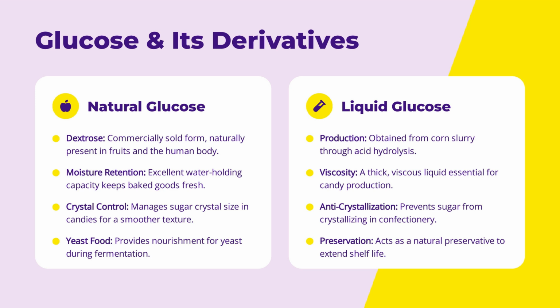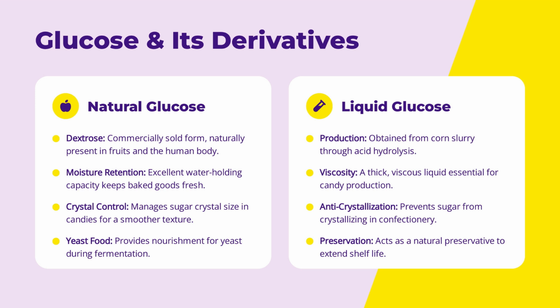Glucose also provides crystal control. It regulates sugar crystal formation during confectionery manufacture, producing smoother candies and syrups. Glucose also serves as an excellent food source for yeast during fermentation, helping bread dough rise properly.